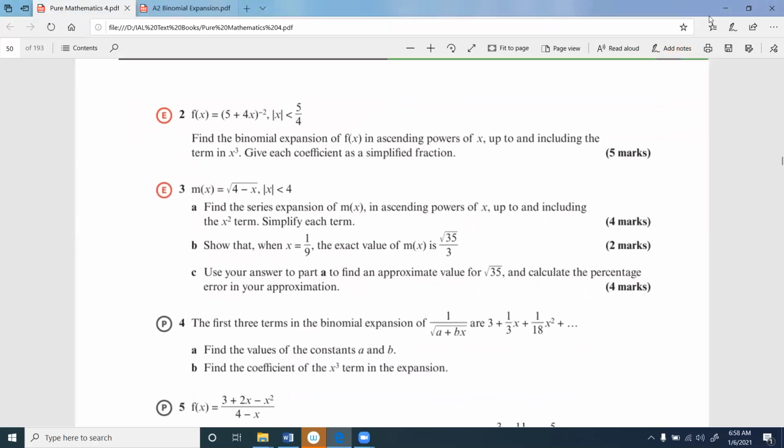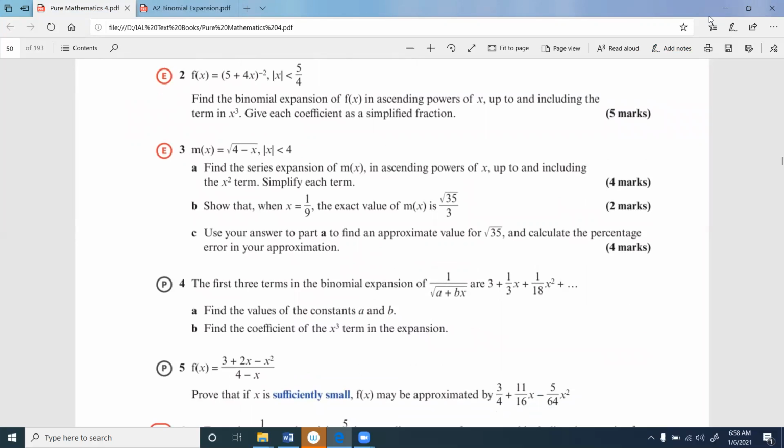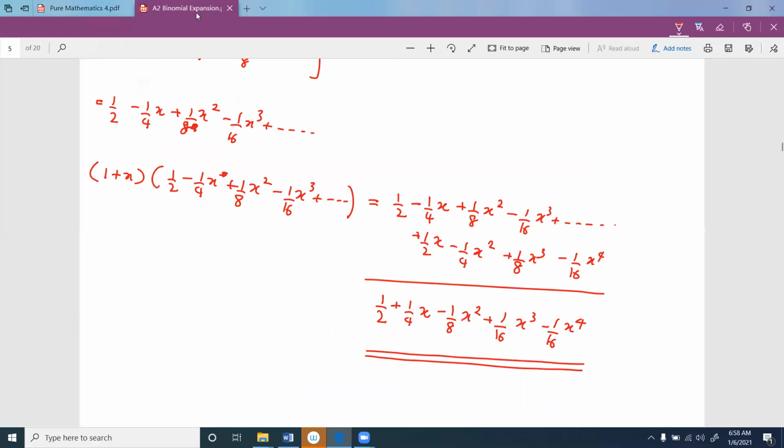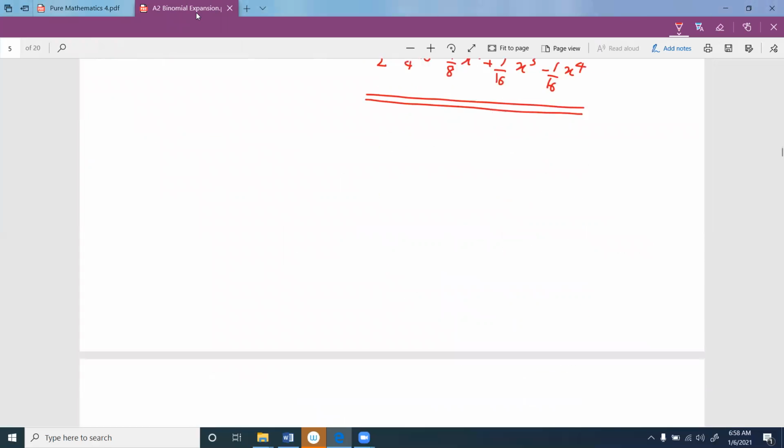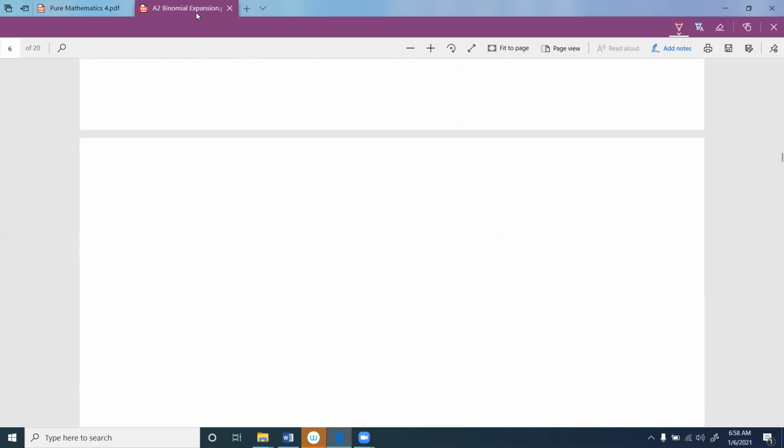There is another important question where we are supposed to understand. M(x) is 4 minus x to the power half, the square root. Find the series expansion in ascending powers of x up to and including the term in x to the power 2. So you need to write up to x to the power 2. Let's see, 4 minus x. Initially we just work out over here, on a new page. This is the square root of 4 minus x, which turns into 4 minus x to the power half. Same technique I'm using: you can take 4 out, 1 minus 1 over 4x, all to the power half.